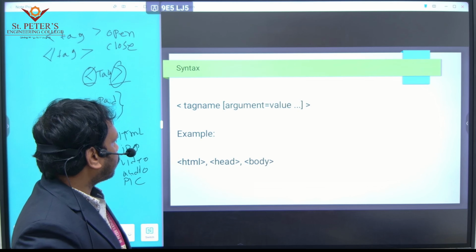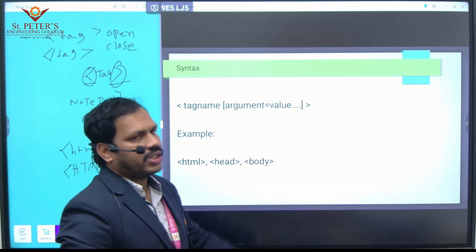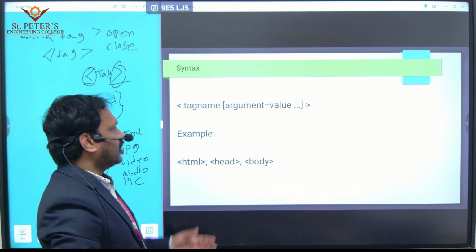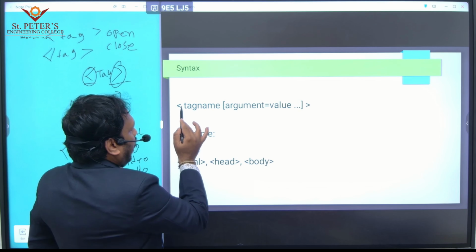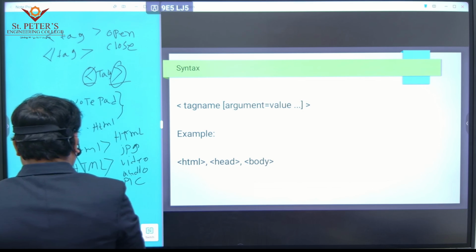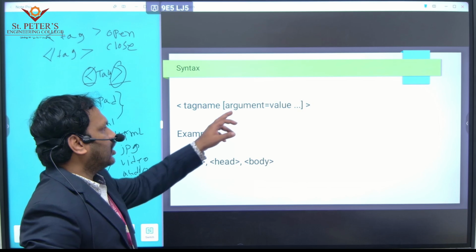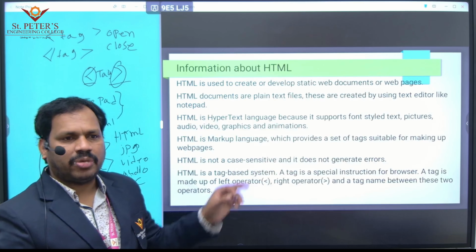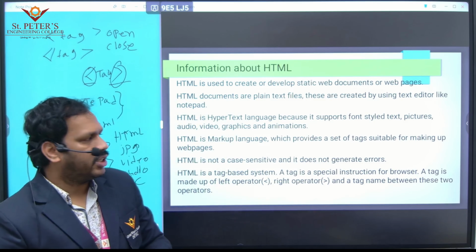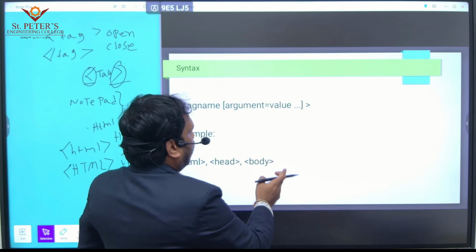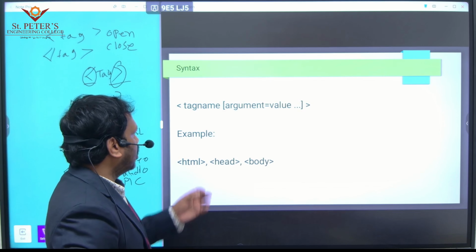Next, this is the tag name we are going to be using, and we are passing the arguments and its value in the tag. This is just the syntax of the tag we are going to be discussing. This is the tag we are going to be selecting, and the argument is what type of style we are going to be passing, whether the height of the font or the size of the font, like that we are going to be specifying.